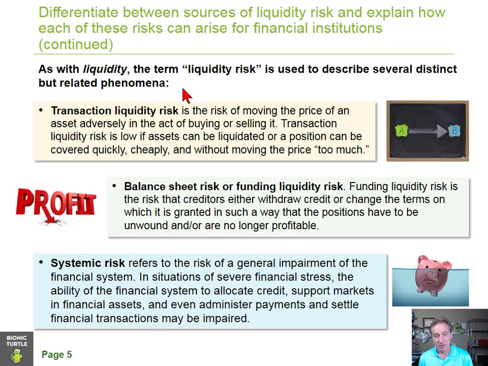As with liquidity, the term liquidity risk is used to describe several distinct but related phenomena. Transaction liquidity risk, as we said, is the risk of moving the price of an asset adversely in the act of buying or selling it. Transaction liquidity risk is low if assets can be liquidated, or a position can be covered quickly, cheaply, and without moving the price too much. So this may seem familiar.